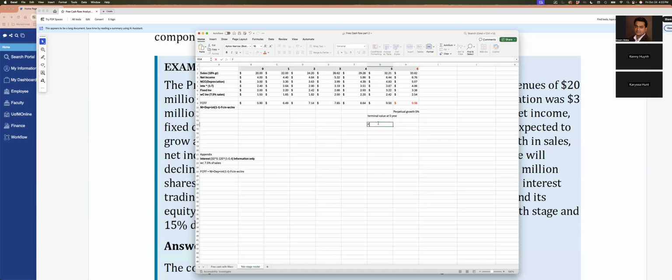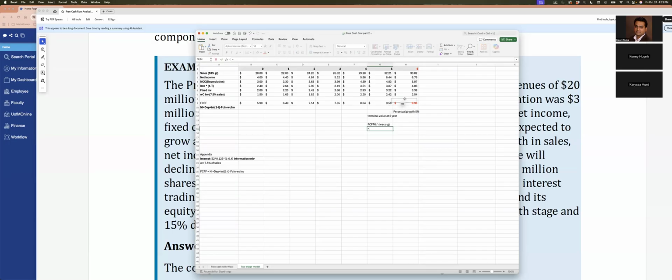So we can say FCFF6, that is the next year, that is D1, divided by R minus G. Here, free cash flow for firm, what do you use, R or WACC? There you go, WACC. So now let's do the math here.